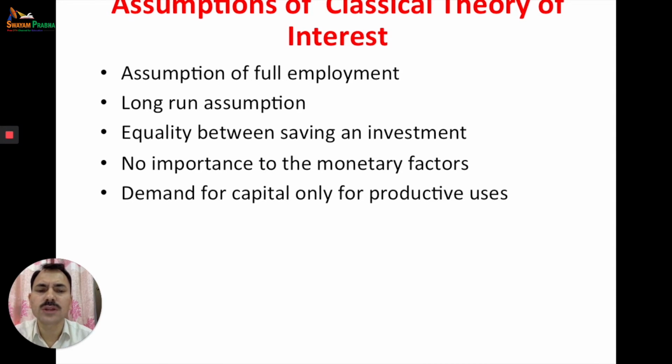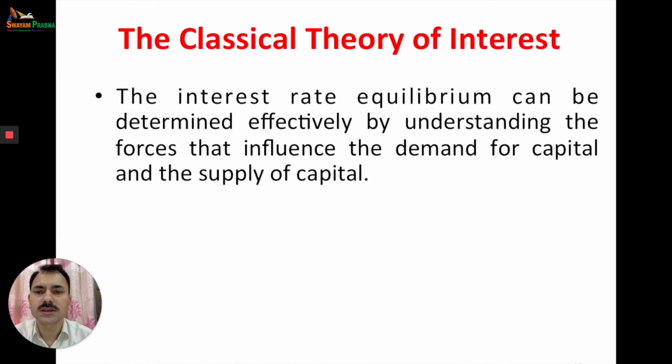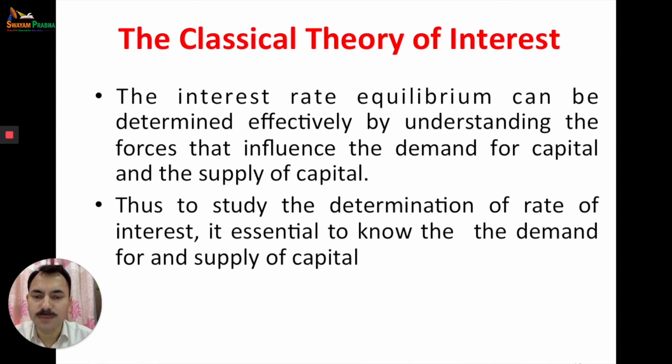Demand for capital is only for productive uses. Fixed income. There is no change in income of the consumer or maybe the country as a whole. These are some important assumptions. By assuming these assumptions, the classical theory says that the equilibrium interest rate can be determined effectively by understanding the forces of the market, that is demand for capital and supply of capital. It means we must know what is demand for capital and what is supply of capital.